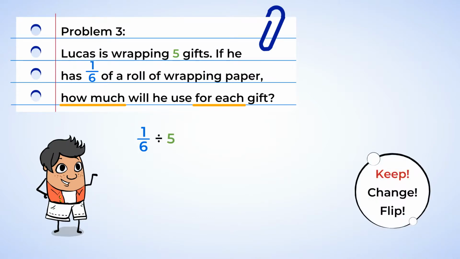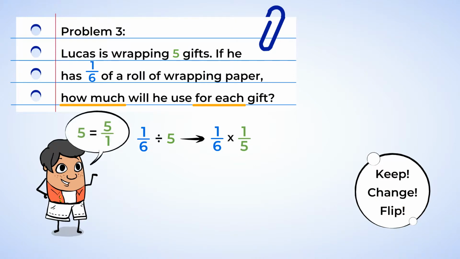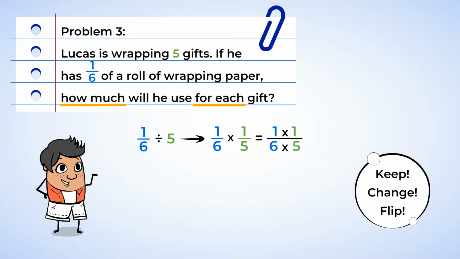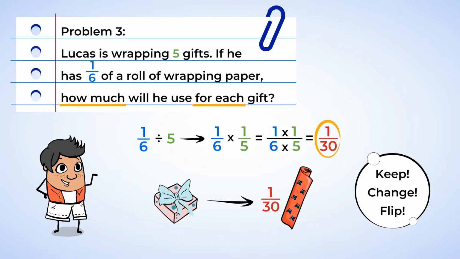We want to keep the first number, 1/6, the same. Next, we change the division to multiplication, and now we flip the 5 to its inverse, 1/5. Don't forget that 5 is really 5 over 1, so flipping it, we get 1 over 5. And now we have the expression 1/6 multiplied by 1/5. And it's multiplication time! 1 multiplied by 1 is 1, and 6 multiplied by 5 is 30. So for each gift, Lucas will use 1/30th of the roll of wrapping paper.